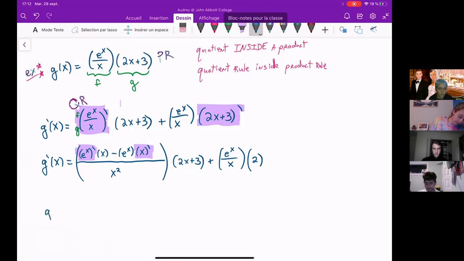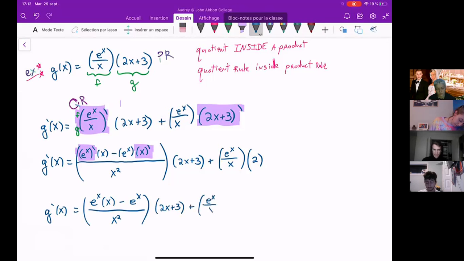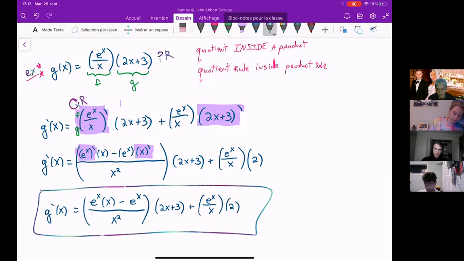So then my g prime of x is equal to the derivative of e to the x, that's just e to the x. The derivative of x is 1. And that's my final answer. Yes, I did the second to third step just in one go. Totally fine. I'm hoping that everyone will eventually get there.